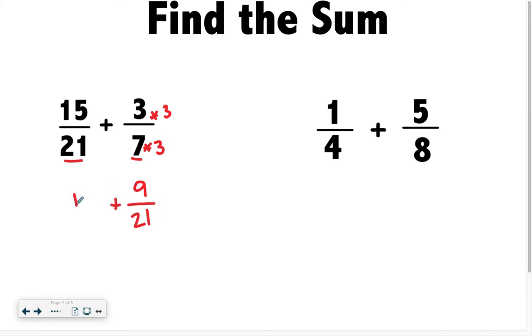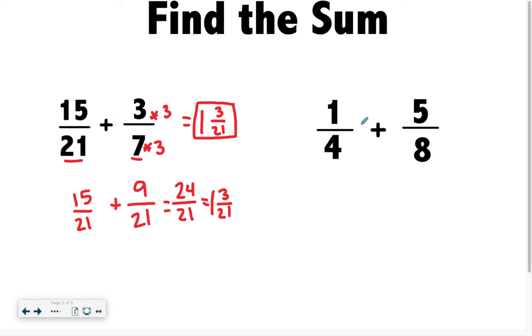So then I can look at this and say I have 15 21sts and 9 21sts. If I add those together, I add the top, which is 24 over 21, and then I want to simplify that because my numerator is now bigger than my denominator. I know 21 can go into 24 one time, and there are 3 left over. So my answer is 1 and 3 21sts.